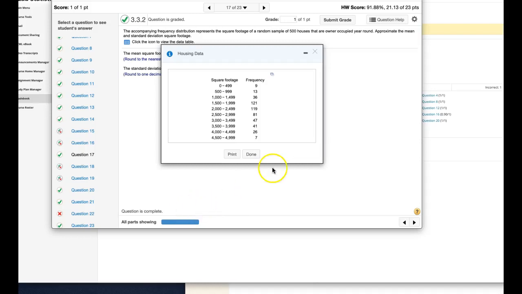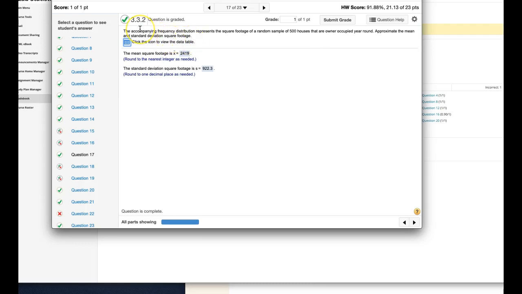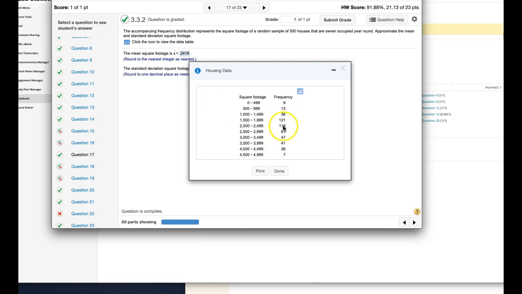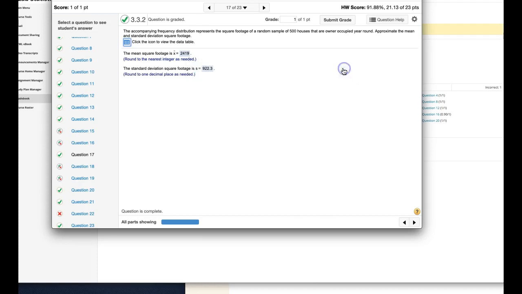Finding the mean for grouped data on a problem like this one here from the homework. First, you see the data is grouped, so we don't have the individual values, and there are a lot of values. So you see the frequencies have high numbers. And so in order to find the mean and standard deviation for grouped data, there's two things you can do.